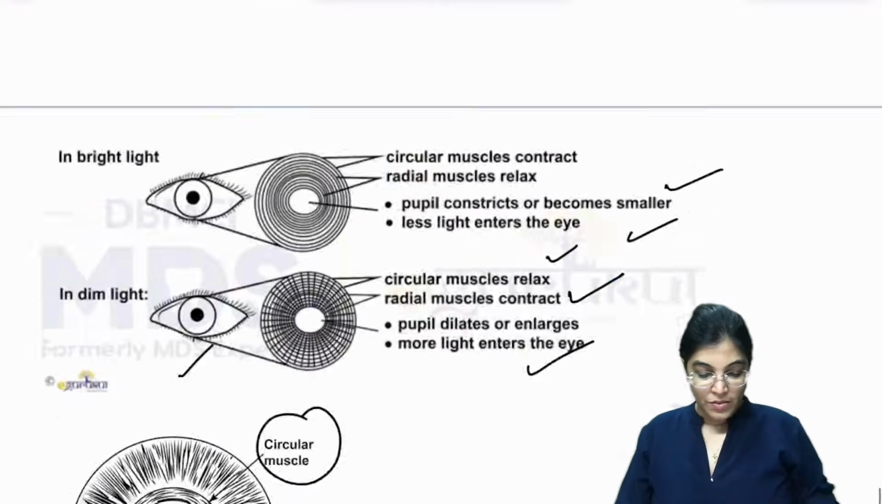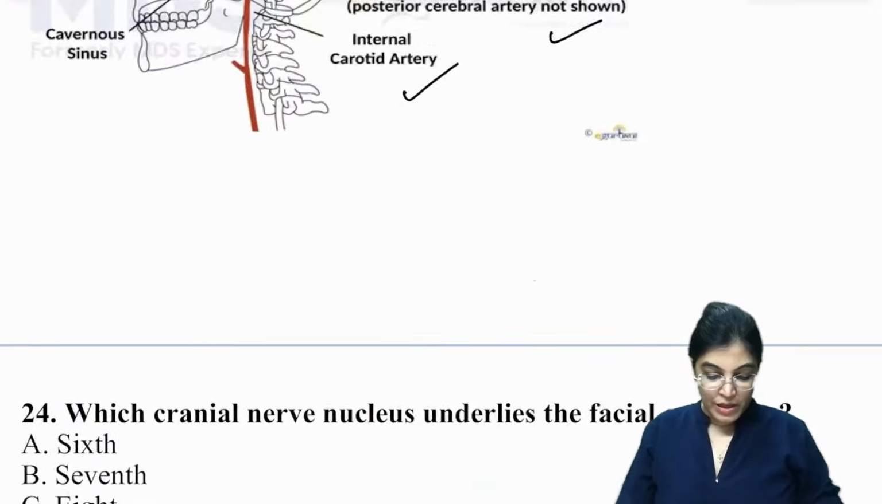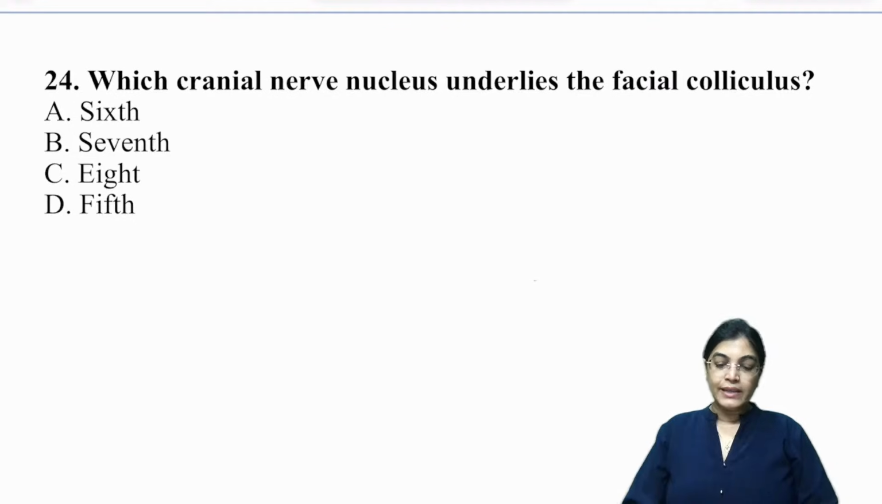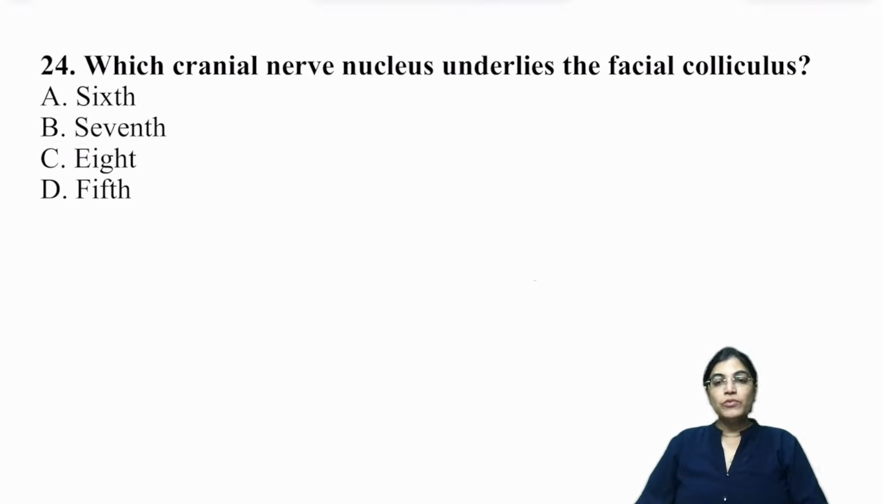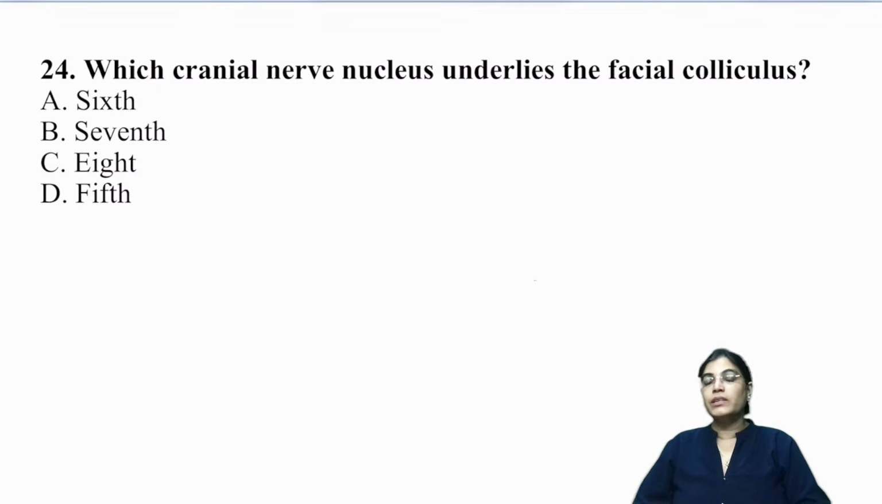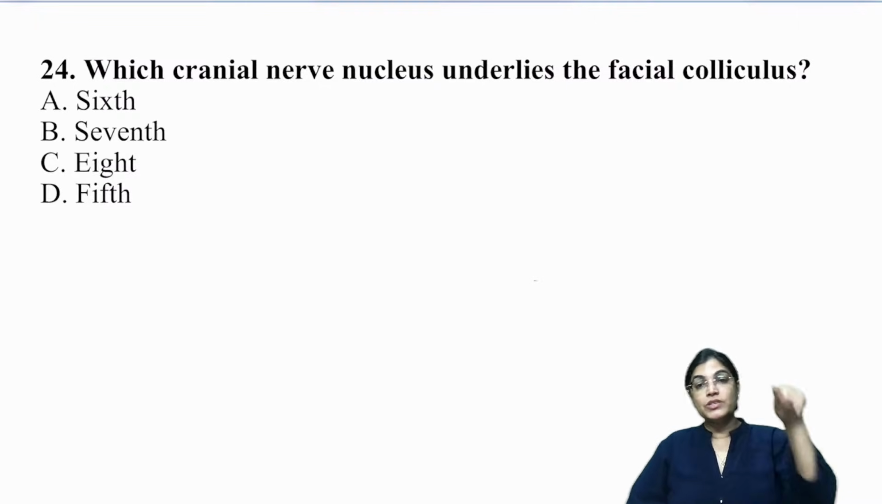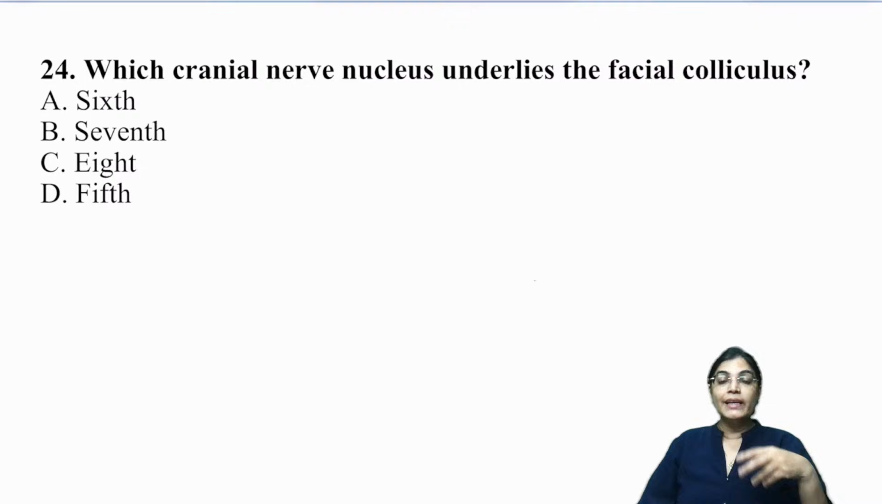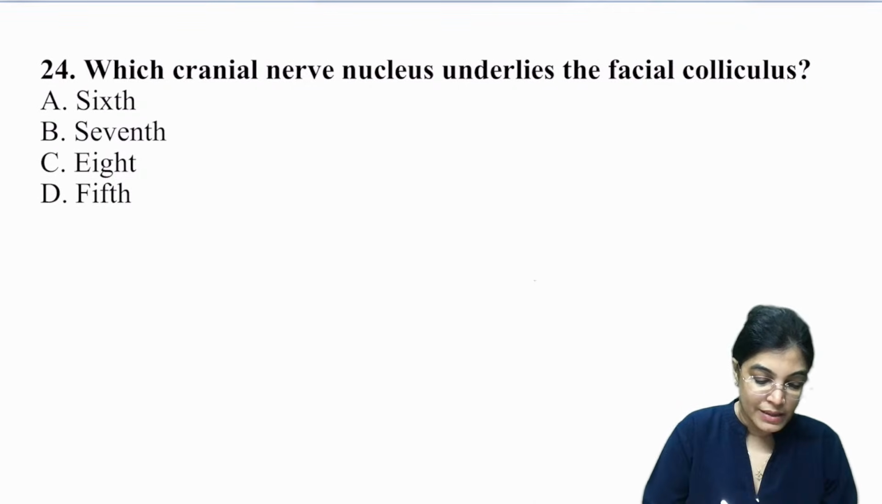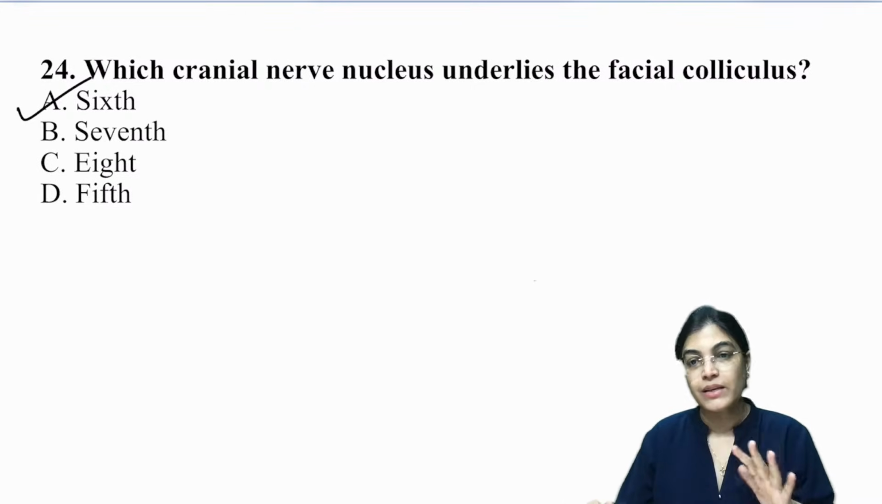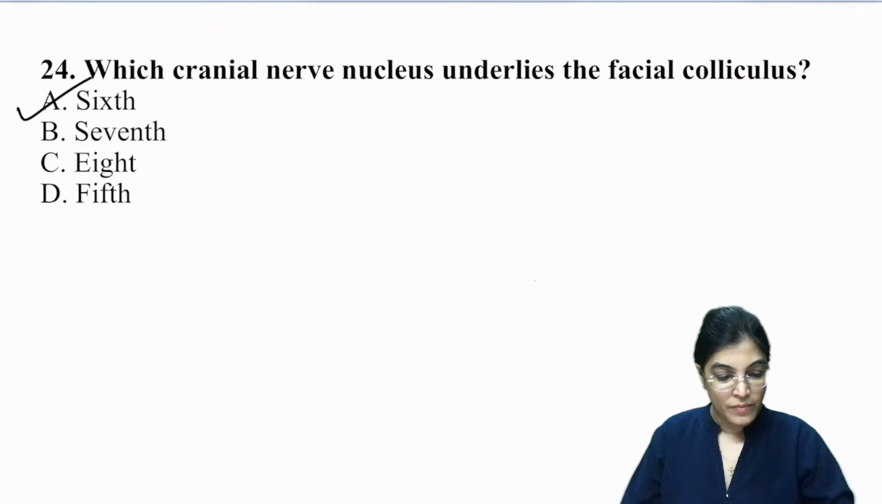Okay, now coming to the next question: which cranial nerve nucleus lies underneath the facial colliculus? If I am talking about the facial colliculus, you can see the facial colliculus in the dorsal part of the pons, and in the dorsal part of the pons there is the abducens nerve nucleus, around which the 7th cranial nerve is winding, that is called the internal genu. So underneath, the 6th cranial nerve lies.